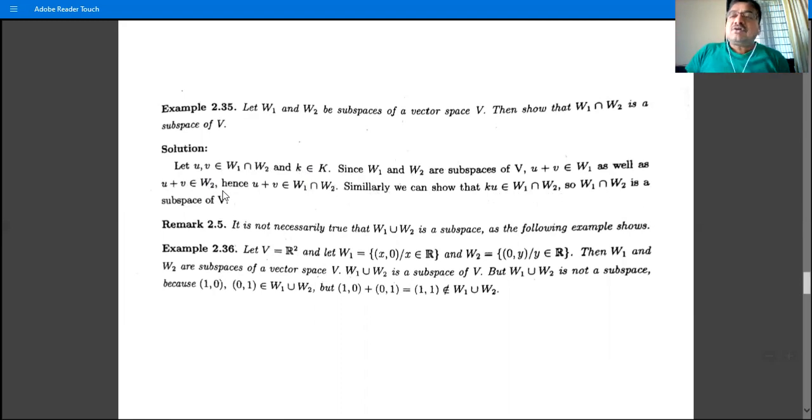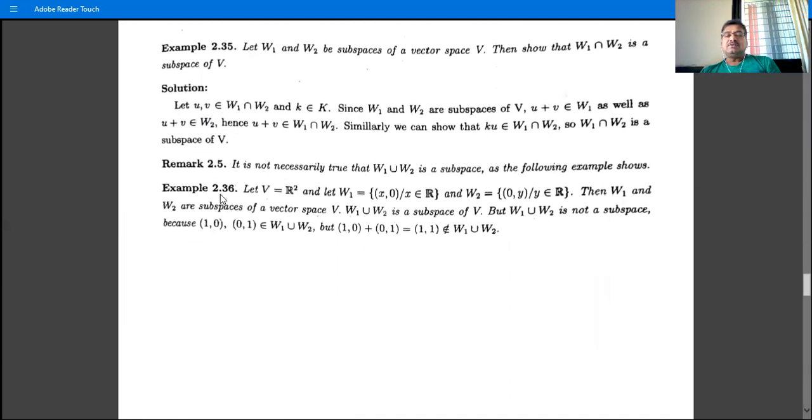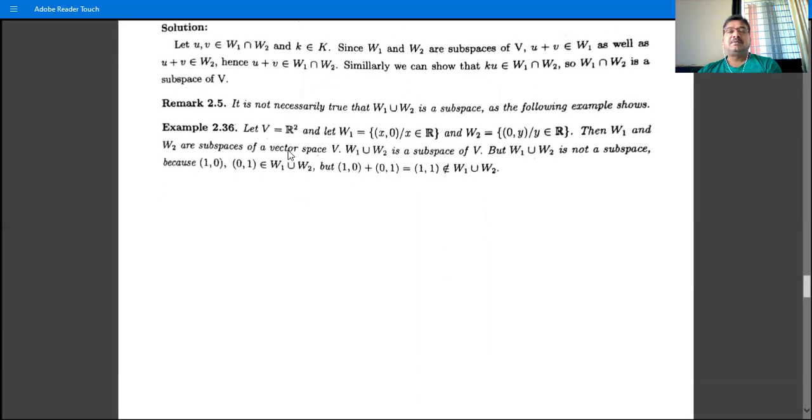So the intersection of two subspaces is a subspace of the same vector space, but the union is not necessarily a subspace of that vector space. That is, if W1 and W2 are subspaces of V, then W1 union W2 is not necessarily a subspace of V. So this is the problem, and we give a counterexample for this. That is, this statement is not true.